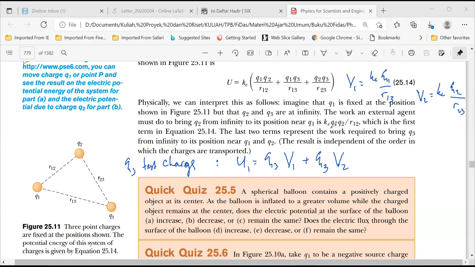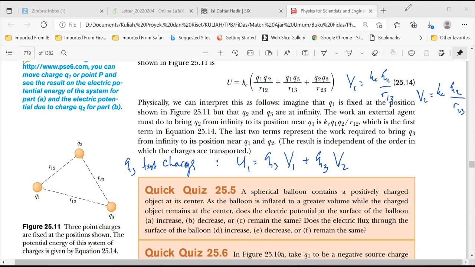Is there any question? Any question? No? Is it clear in this case? So this is the first case. Hello? Is there any question? No. Okay, so let us continue.